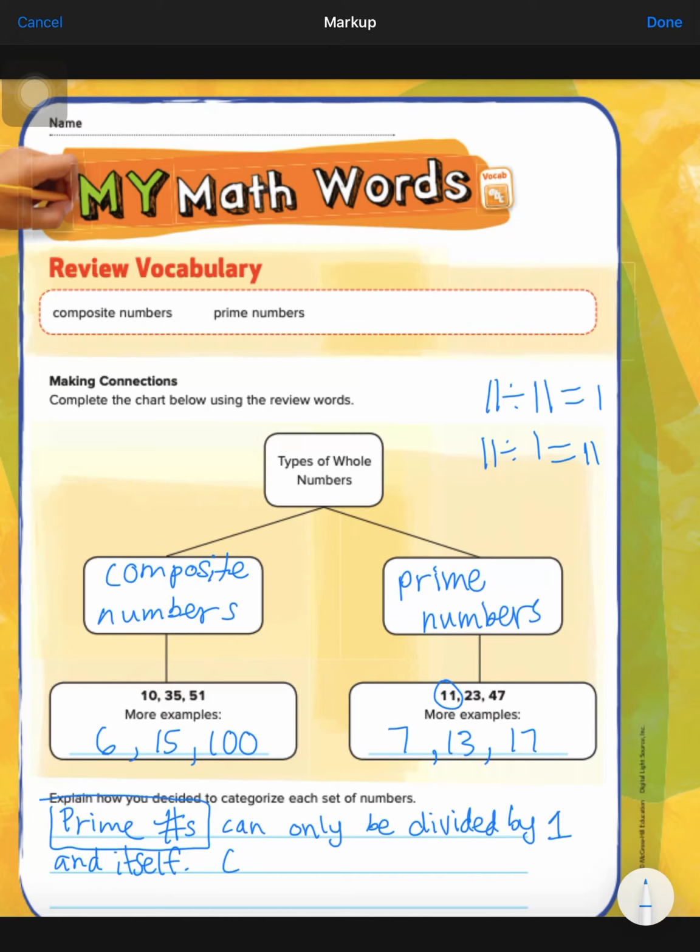That means composite numbers have more than 2 factors. Okay, if you need to pause this to write it all down, please do so. I'm going to keep going.